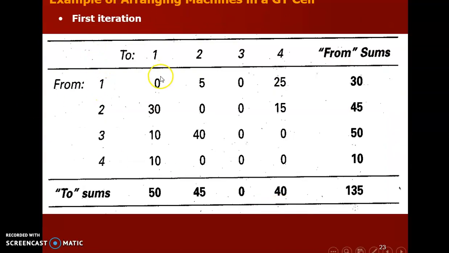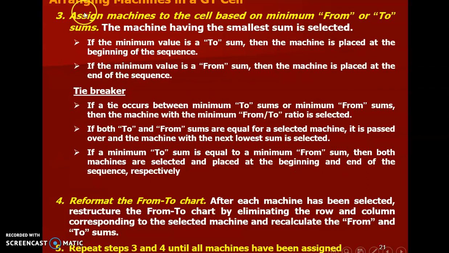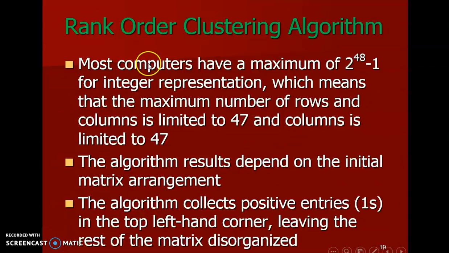For the first iteration, we do the from sums for the respective rows. From machine 1, the summation is about 30, and the summation is done for the respective from row-wise, and for the column-wise the to sum is done. As per these steps, the machines are going to be rearranged.